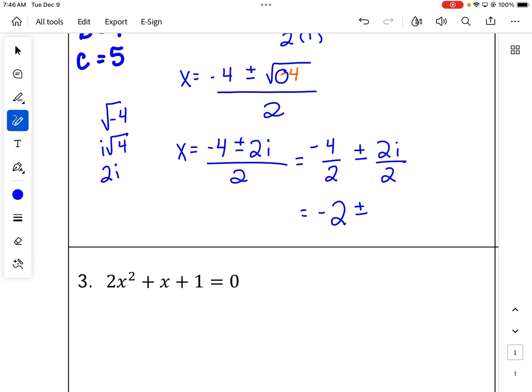What's that going to be? 2 divided by 2 is 1. So 1i, or I could just write i. And this reminds me a lot of last week when we did those complex numbers. So we're going to leave it just like that because I cannot combine a 2 and an i. One's real, one's imaginary. So that is my solution.